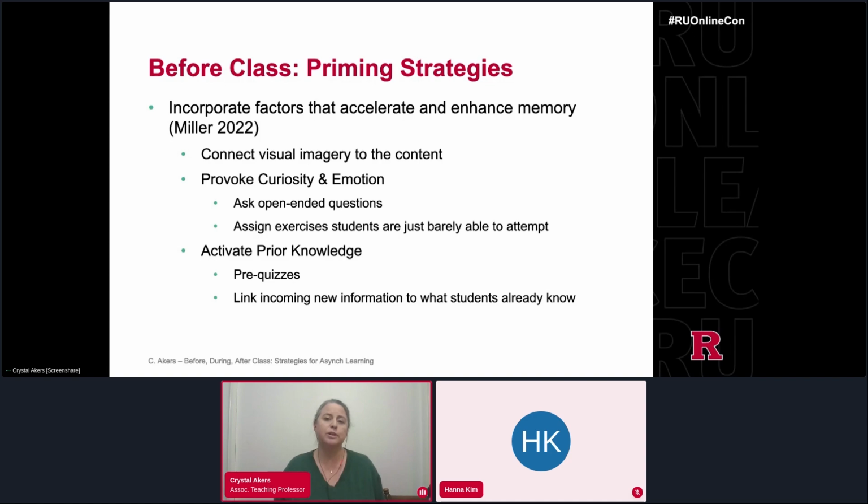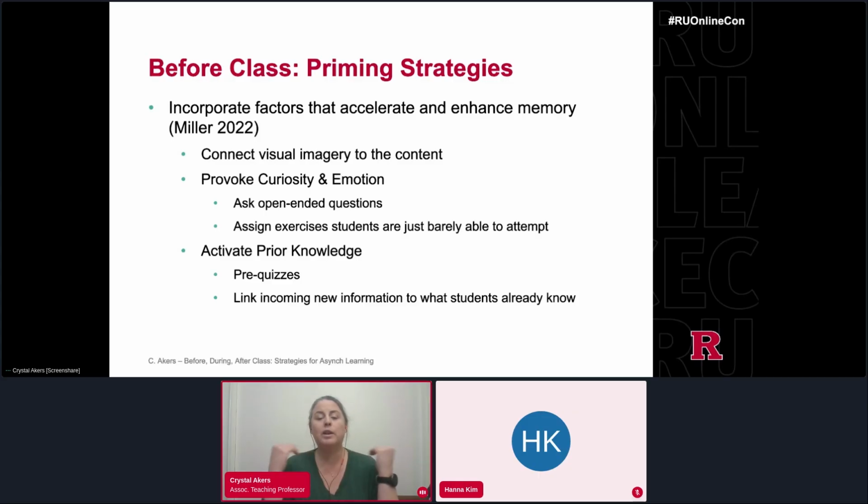So we also know priming works well when we create activities that activate prior knowledge. That can be done with things like pre-quizzes, if we're asking about information students might already know. Cognitive psychology tells us that linking new information to what students already know really helps with remembering new information.